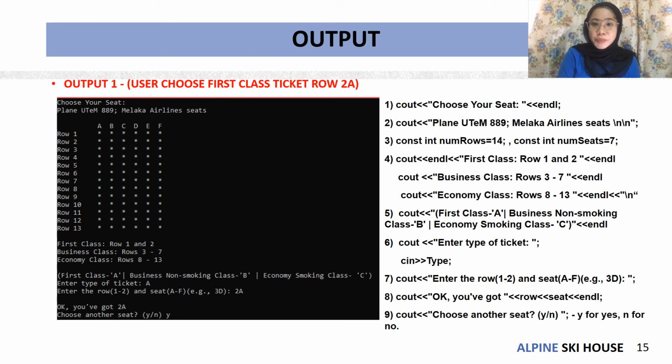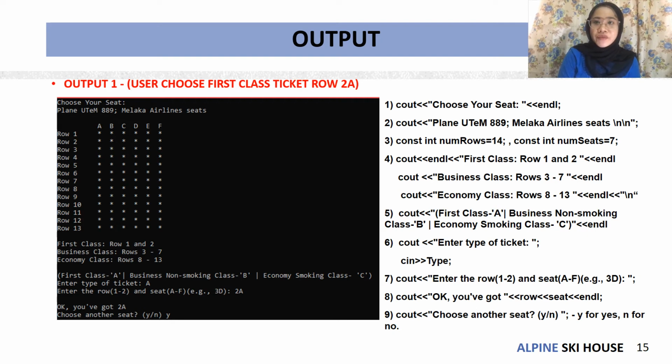Okay, for the output, firstly, we display "choose your seat". So, cout "choose your seat" and endl. Second, we display "plane UTM 889 Melaka Airlines seat". So, cout "plane UTM 889 Melaka Airlines seats". Second, we display 14 rows and 7 columns, which is row 1 until 13 and column A until F.